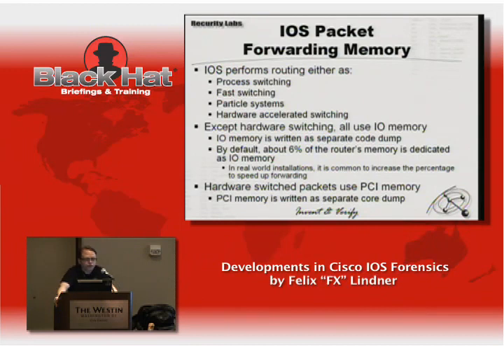Except for hardware switching, all use I/O memory. I/O memory is written in a separate core dump for a reason, because it essentially tells you the state of what the router did on what data it operated at the time it dumped core. By default, on a shared memory router, which means the small boxes, about 6% of the router's memory is dedicated to I/O memory. It's just separated. In real-world installations, they actually use a lot more memory, because the more I/O memory you have, the faster you can forward. Because the more I/O memory you have, the less you have to move stuff around and overwrite.